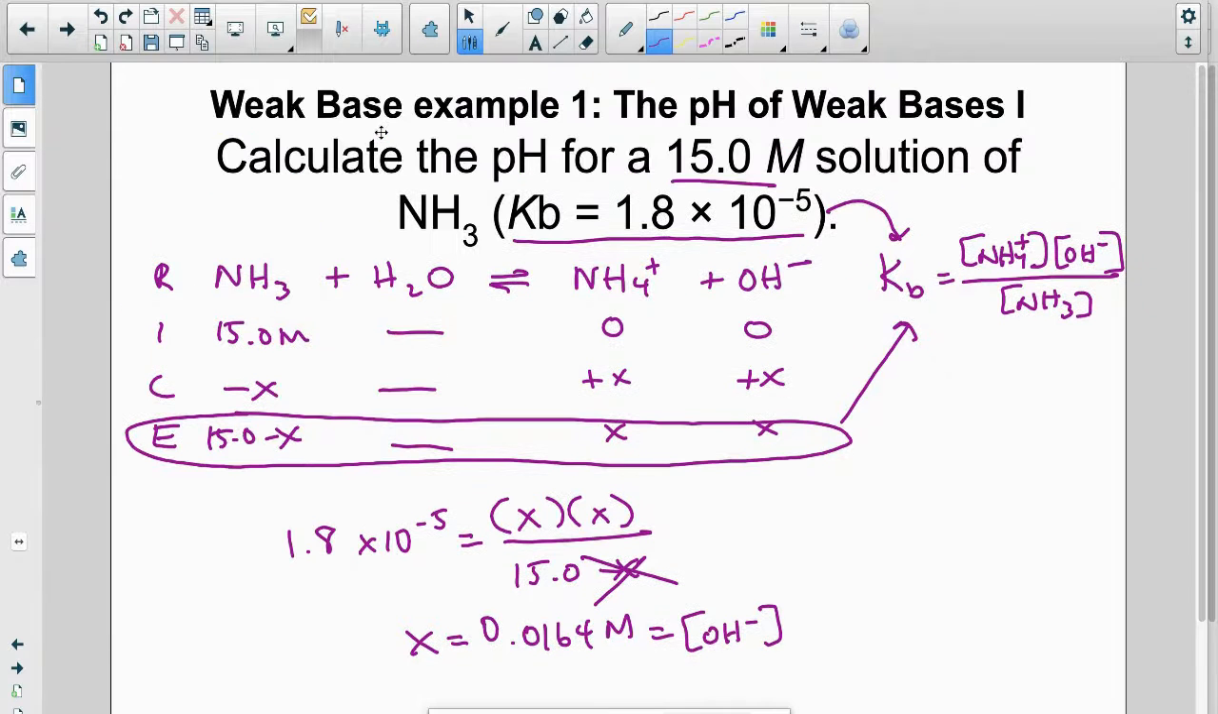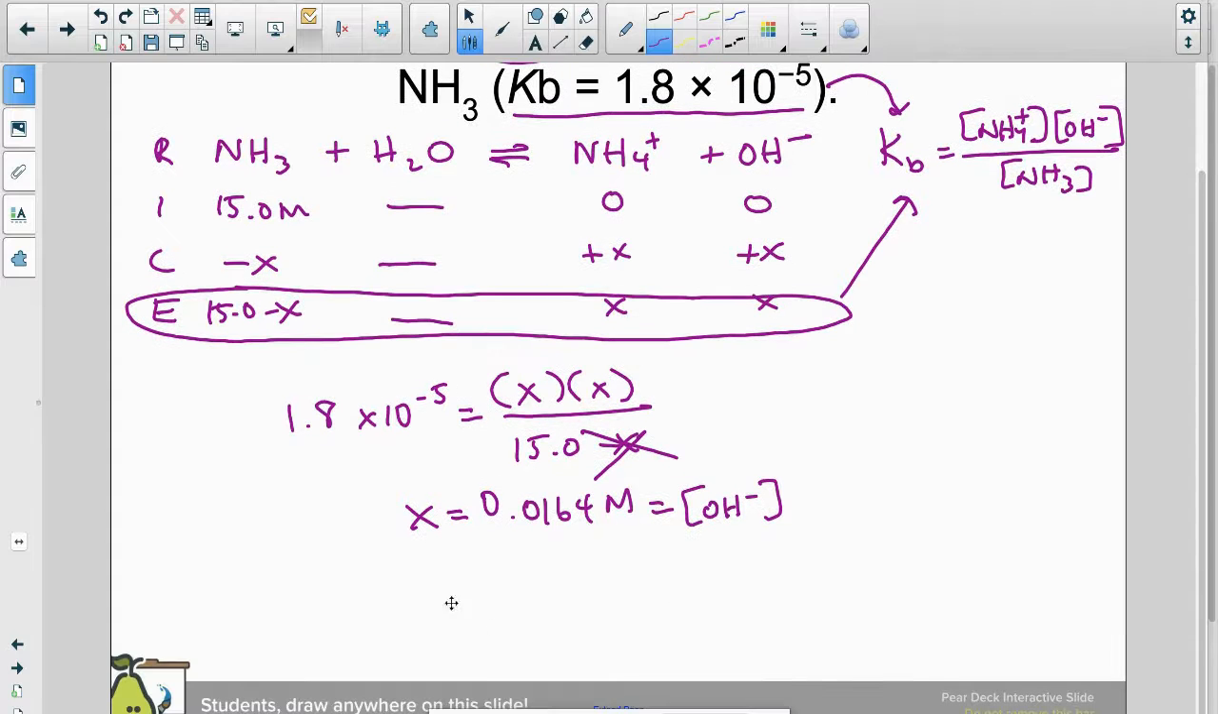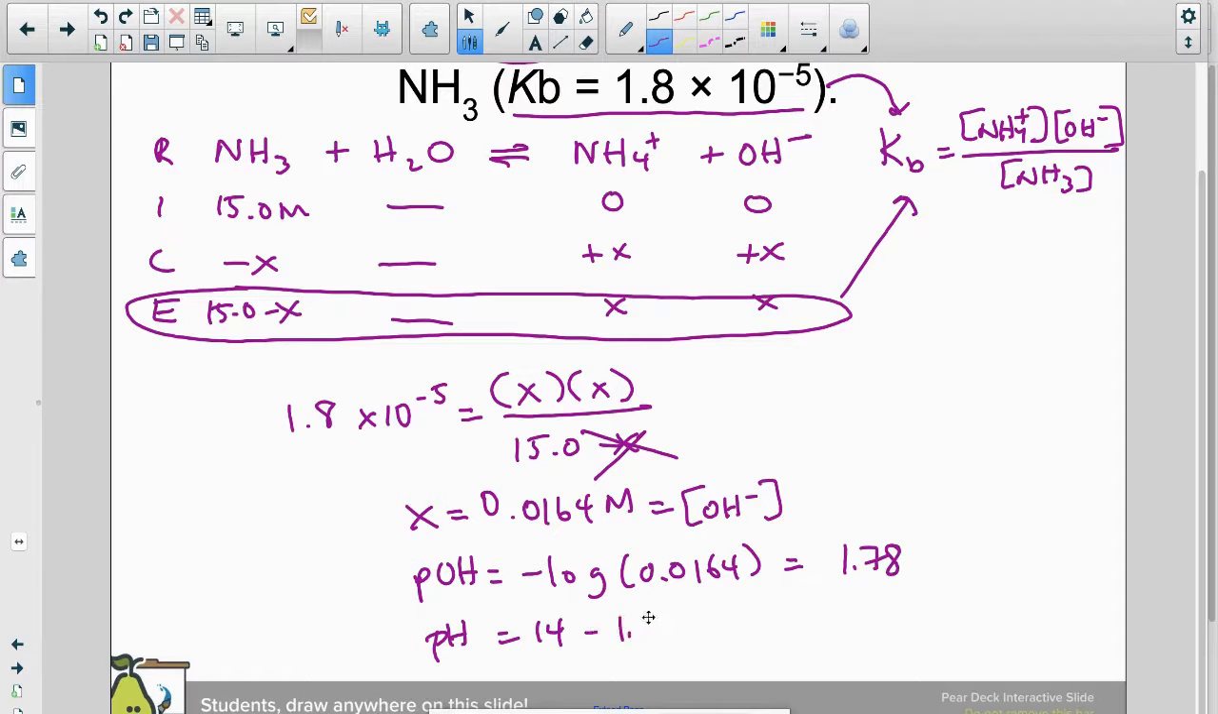We need to find the pH, right? The minus log of the H plus. So what I can do is find the pOH. That's minus log of 0.0164. And that's equal to 1.78. And then I can find my pH by taking 14 minus 1.78. And that will give me 12.21.